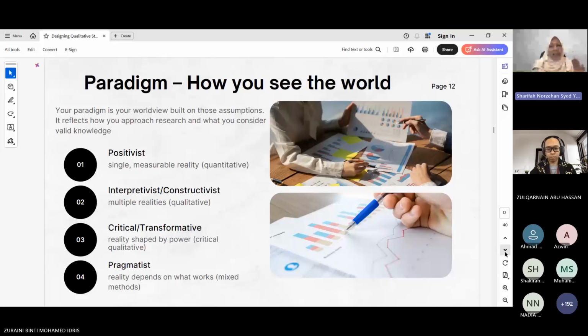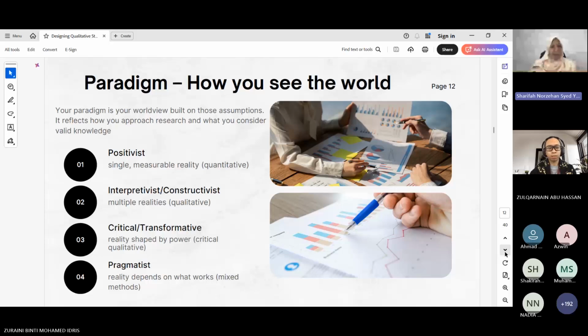Those particular assumptions will lead you to several paradigms. Positivist, single or measurable reality. Let's say you have multiple realities, but you're only picking up one single measurable reality. All right. So your study becomes quanti. And if you want to stick to the multiple realities, then it's qualitative.